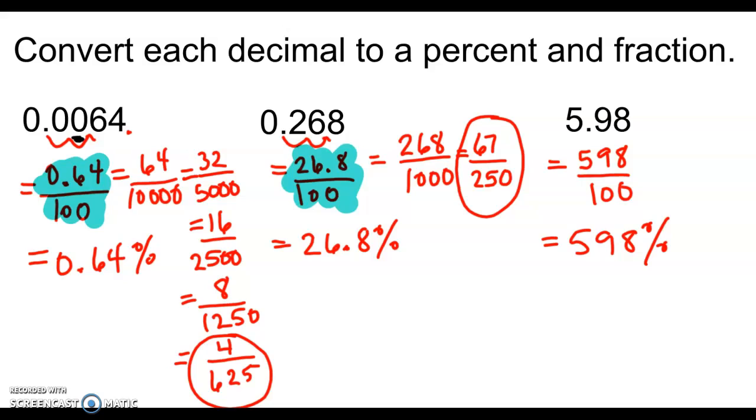And our last example doesn't have decimals in it, so that was fine, but let's try to reduce it. 598, well, let's go by 2's again. Yeah, 598 divided by 2 is 299 over 50. I think that's as low as it goes.